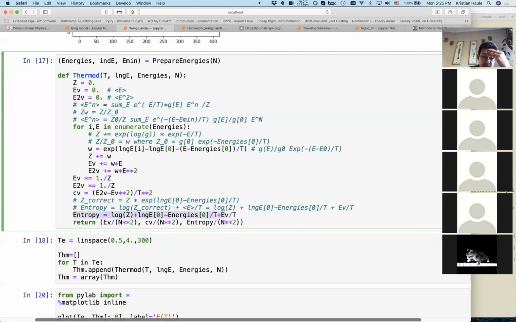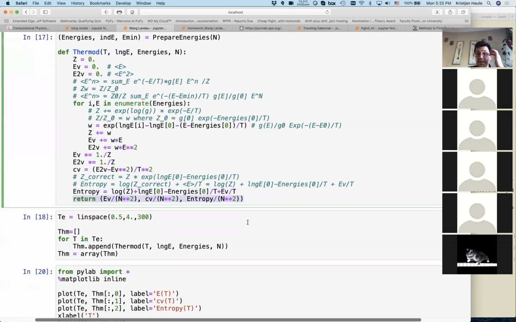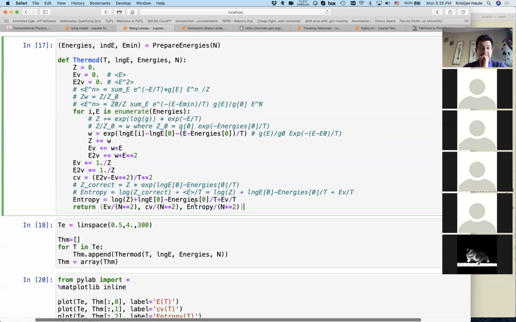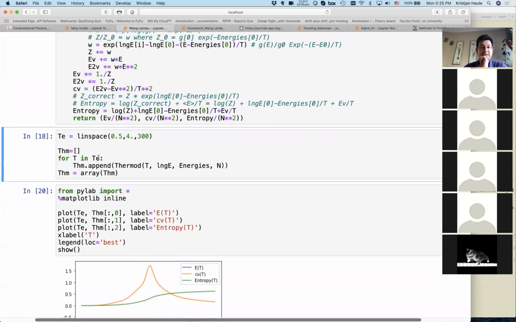So finally, we're going to return all these quantities per particle, or per lattice site. So total energy per lattice site, specific heat per lattice site, and entropy per lattice site. The reason for this is that these quantities are extensive. So when you have more particles in a system, they grow linearly with the number of particles, of course. So yeah, this is all about thermodynamics. We can evaluate this.